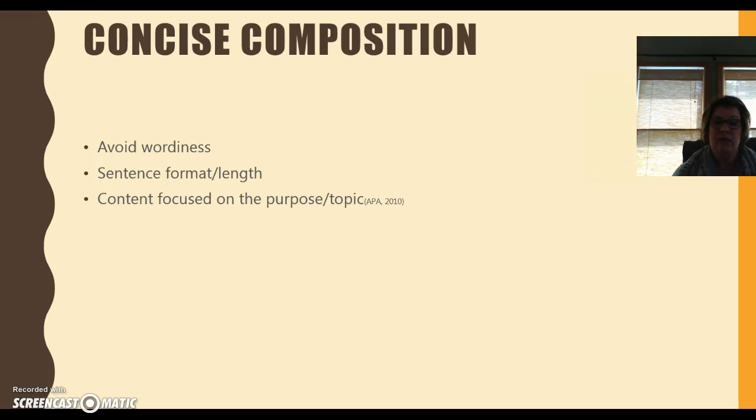So when we're looking at the composition as a whole, we want to avoid extra words. We want to be very direct in what we say. We want to look at our sentence format, and we want to avoid enclosing two separate thoughts in the same sentence. And that's something that I do tend to see, is those run-on sentences that really can confuse a reader.